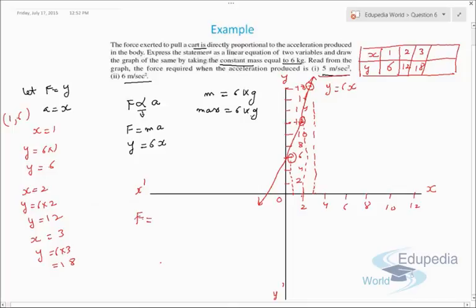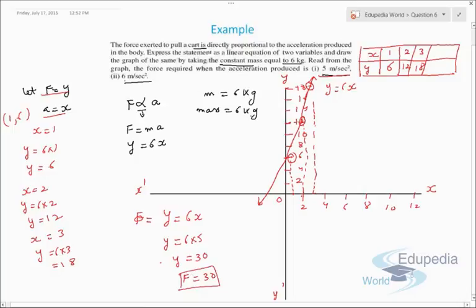Means y will be equal to 6x. So y over here is force and x is acceleration. So we get y as 6 into 5. So y as 30, means force is 30 if the acceleration is 5.